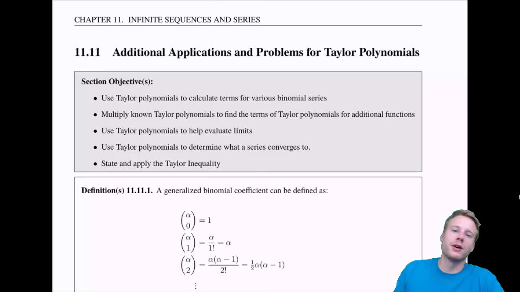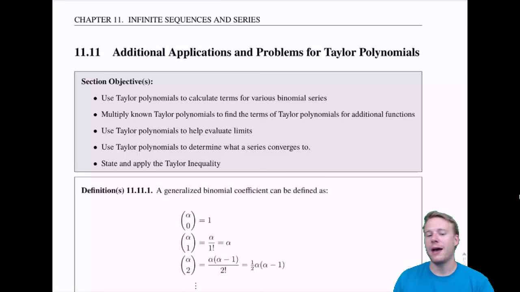Welcome everyone to 11.11. This is additional applications and problems for the Taylor polynomials. Now this is not exactly how it is in the book, but this is actually more related to how our WebWork homework is going to be. So there's a lot of things you can do with Taylor polynomials. So these are some of them.